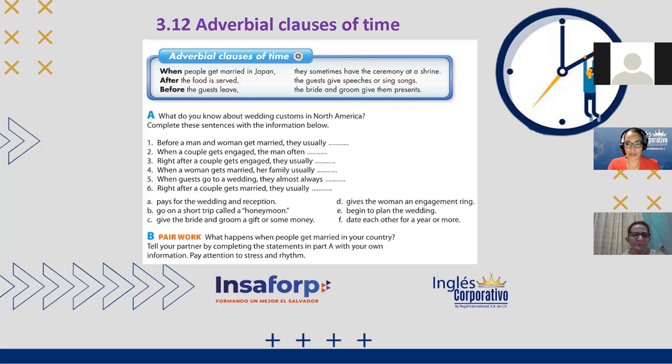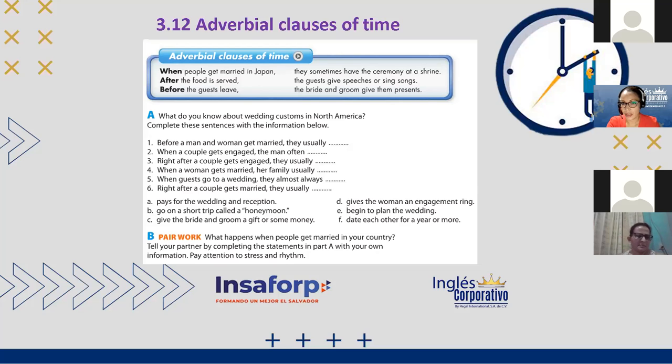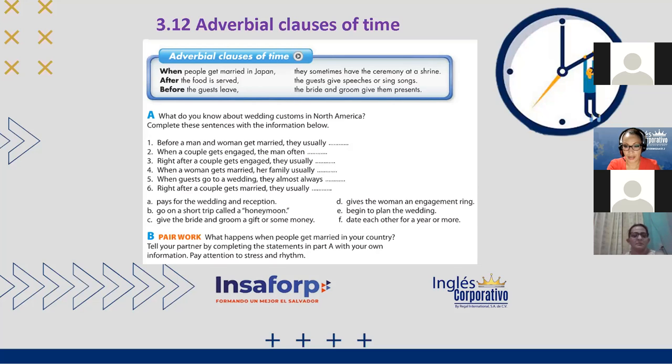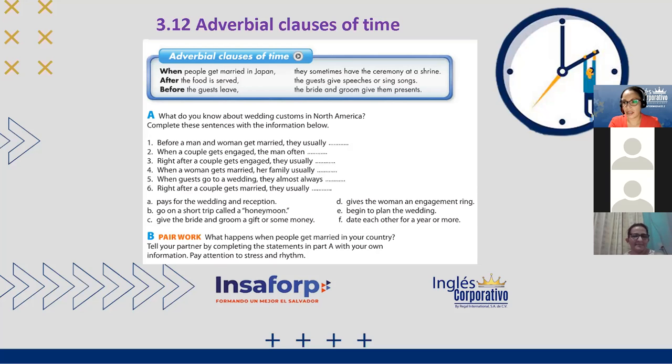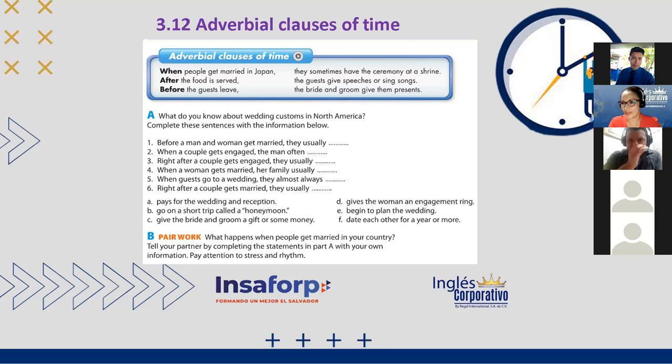Thank you. Number two, Byron. When a couple gets engaged, the man often gives the woman an engagement ring. Okay, letter D. That is correct. Thank you so much. So number two is letter D. Now let's go with Jesus for number three. Right after a couple gets engaged, they usually letter E, begin to plan the wedding. That is correct. Thank you so much.